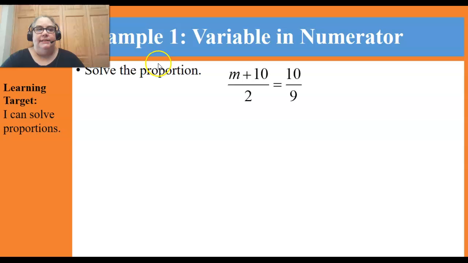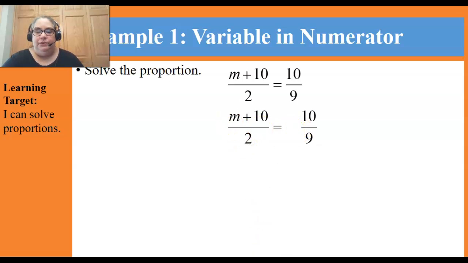So let's take a look at our first example. Our first example is with the variable in the numerator. When we're dealing with the variable in the numerator, it's just following along with our basic one-step equation. If we want to isolate the variable, we need to think about what's happening to the variable. Right now we're dividing by 2. How do we undo divide by 2? What we're going to do is multiply by 2.